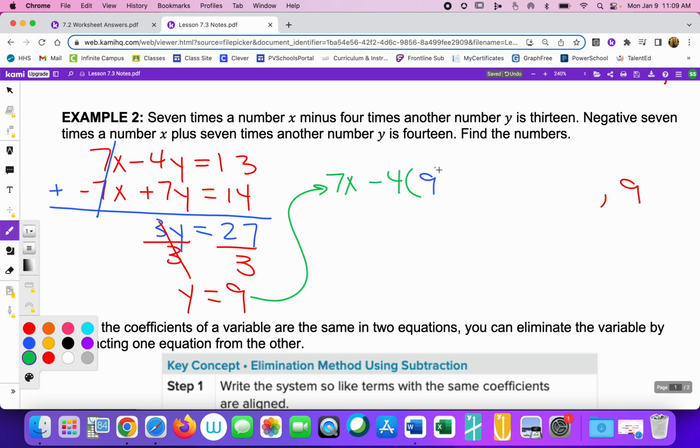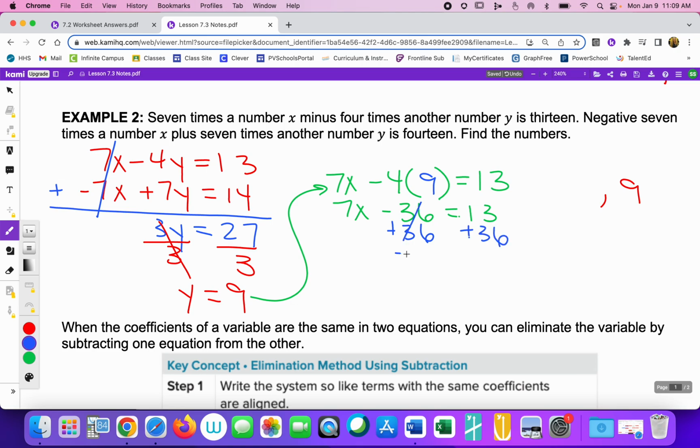Oh, I did not press X. Make sure to put in the right letter. Equals 13. Negative 4 times 9 is negative 36. Add 36 to both sides. 7x equals 49. Divided by 7, the x value is 7.